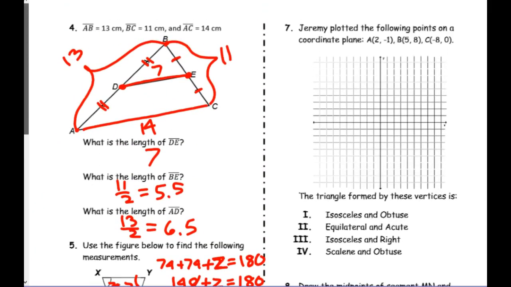Up here, Jeremy plotted the following points on a coordinate plane. The triangle formed by the vertices is what and what. So, (2, -1), (5, 8), and then (-8, 0).